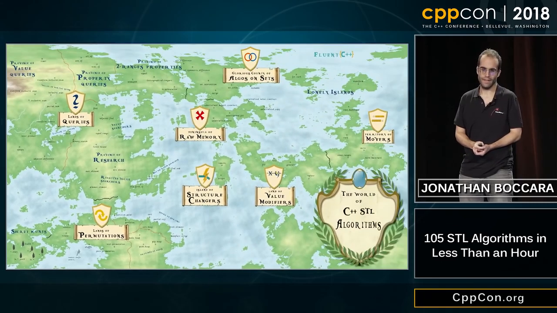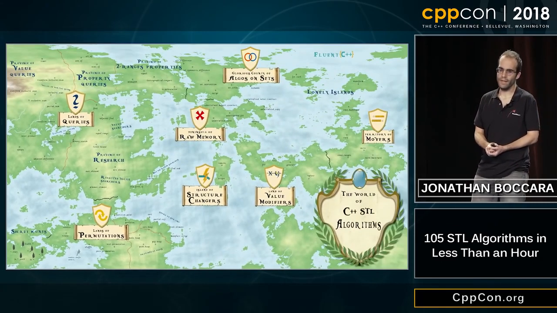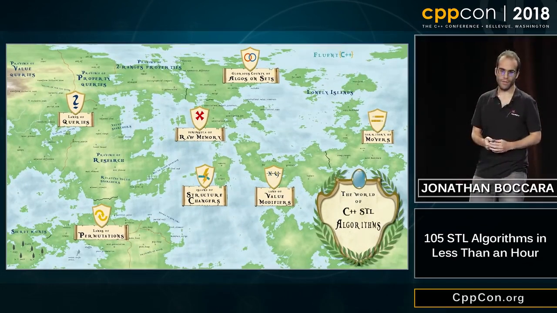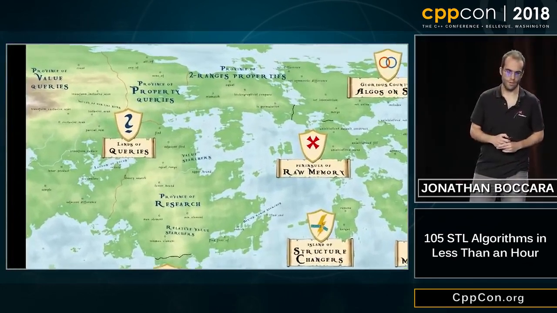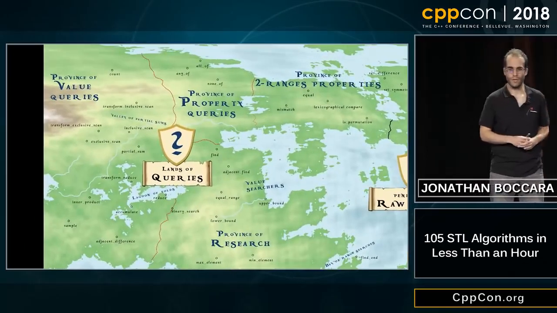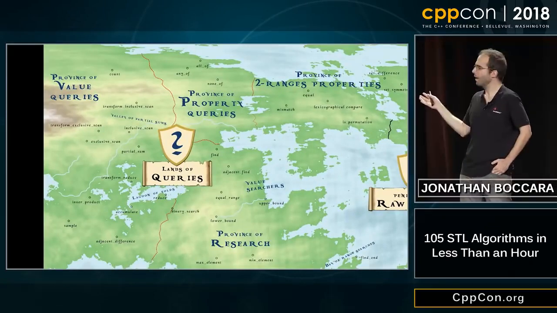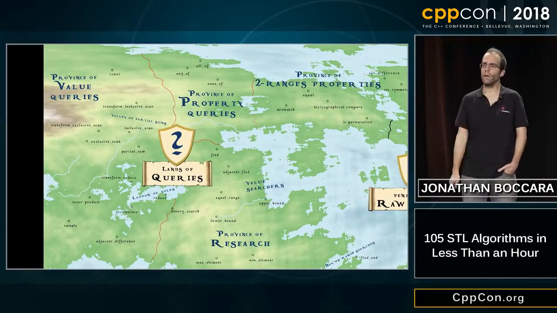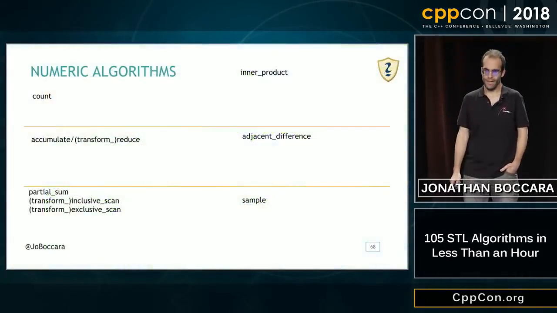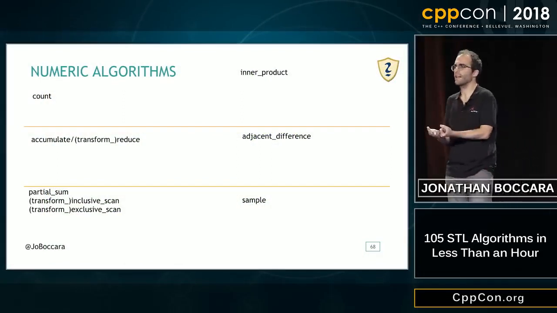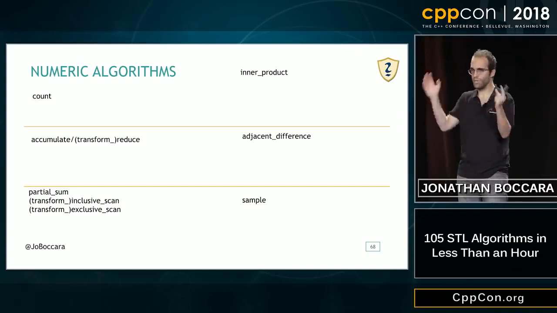Right, let's take a step back. So we've been down there in the lands of permutation. Let's now focus on the largest part of the world, the lands of queries. There are quite a few of them in there, but we'll go through them quite quickly. So one thing you can extract out of a collection is some sort of value.